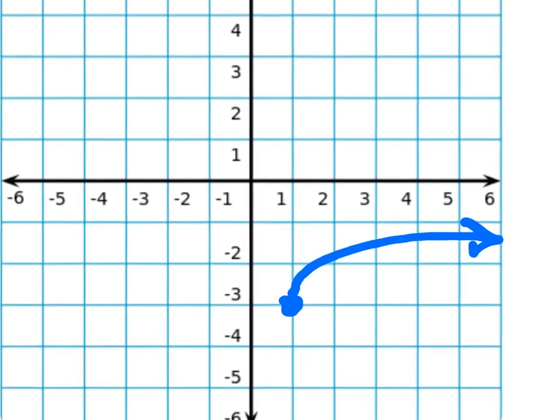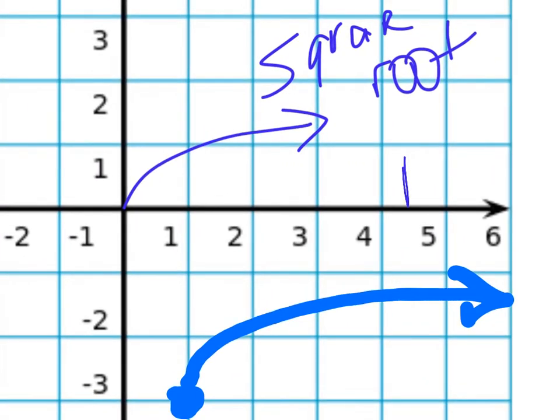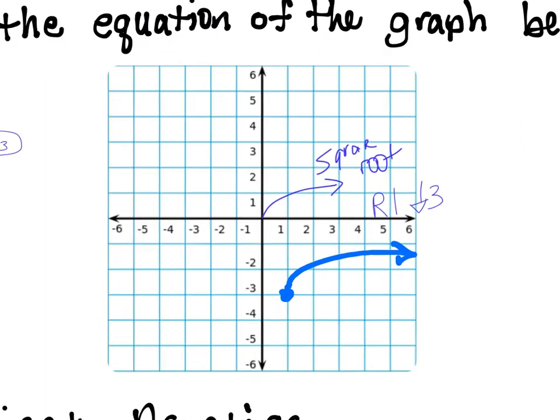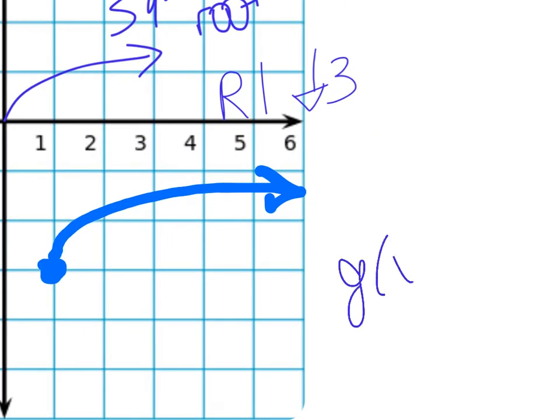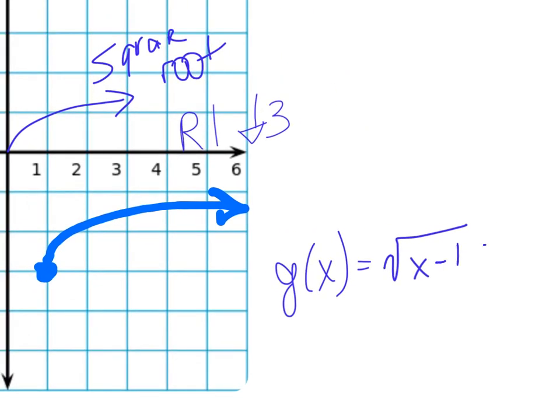What family is this? What is it? It's not the rational one. It's the square root one. All right, your normal parent function looks something like that. So what did this square root graph do? Where'd it go? It went right 1 and down 3. So we write our g of x. How do I say my square root went right 1 and down 3? So square root x minus 1 and then outside minus 3.